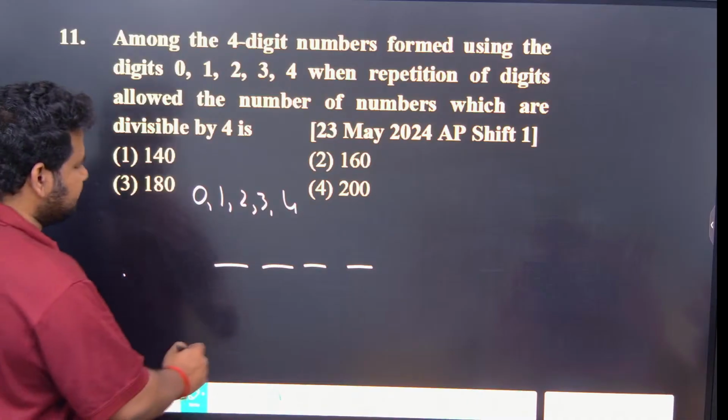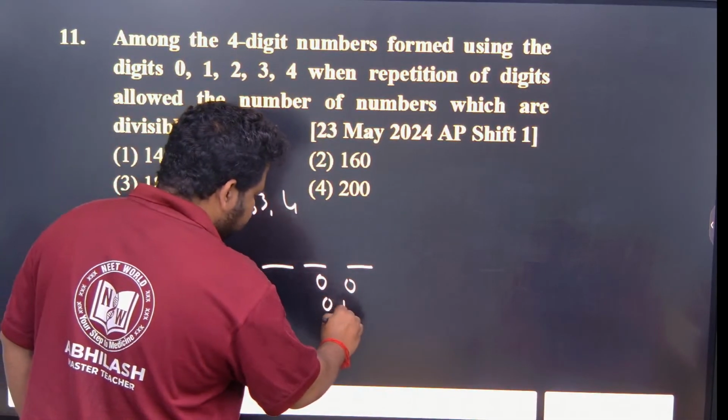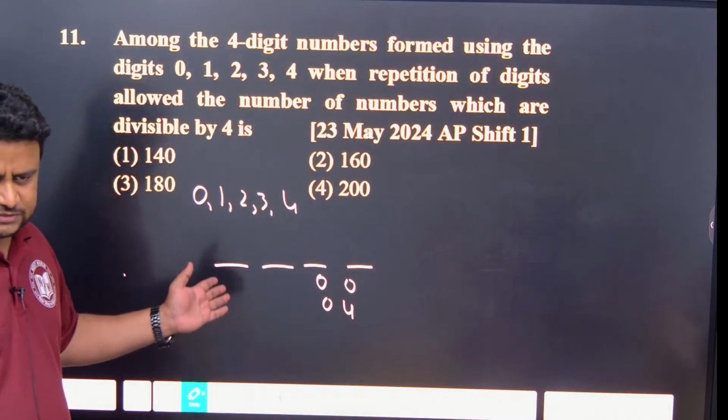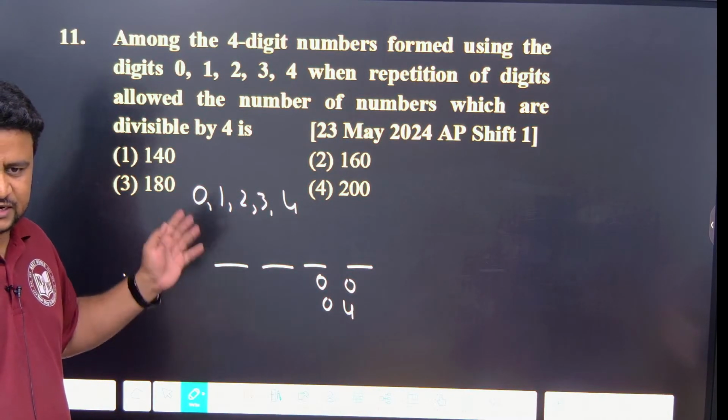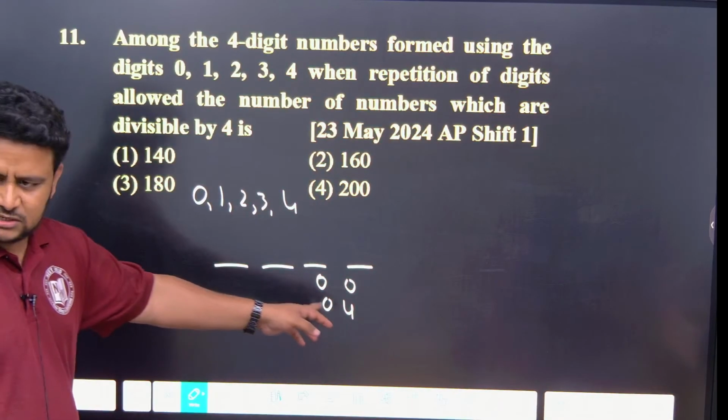The last two numbers can be 0, 0, or 0, 4. 0, 0 is also divisible. Suppose we have 200, 100, 300, 400, 500. They are all divisible by 4. So 0, 0 is also possible.